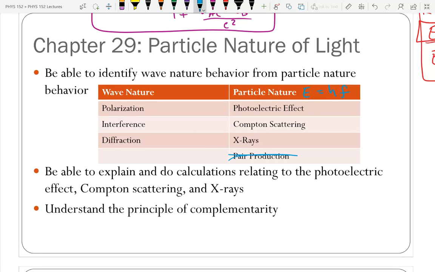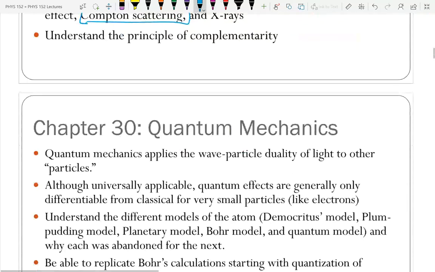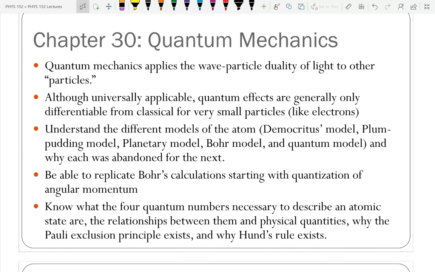So you should be able to do the calculations for Compton scattering. You just have that equation: the shift in wavelength is the Compton wavelength times 1 minus cosine theta. That principle of complementarity that I talked about is going to apply here. We have two competing theories that have to complement each other. So when you have one phenomenon, maybe wave, one phenomenon, maybe particle, but they have to work together.